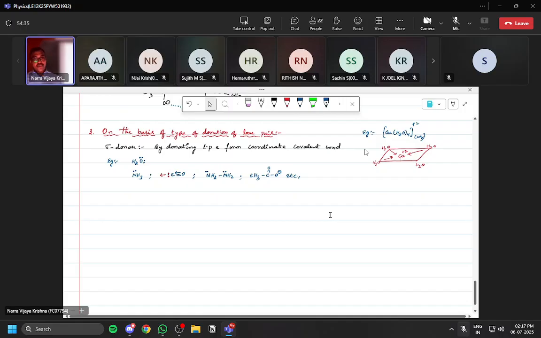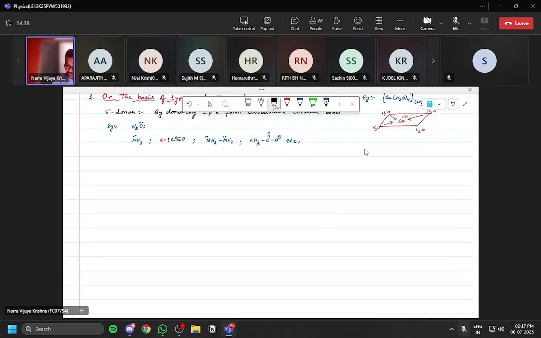Pi bond donors. Ligands where pi bond electrons are donated. These are sigma electron donors. These are pi bond donors. So those ligands donate pi electron cloud.